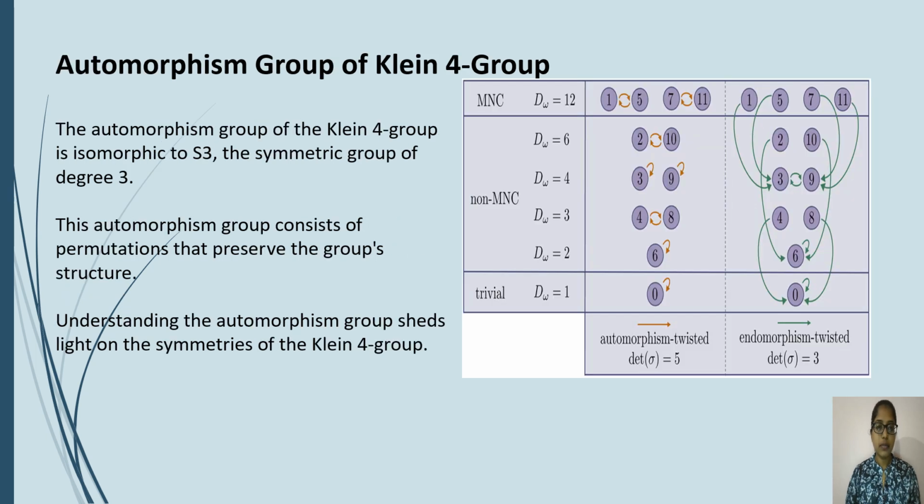Automorphism group of the Klein-4 group. The automorphism group of the Klein-4 group is isomorphic to S3, the symmetric group of degree 3. This automorphism group consists of permutations that preserve the group structure. Understanding the automorphisms sheds light on the symmetries of the Klein-4 group.